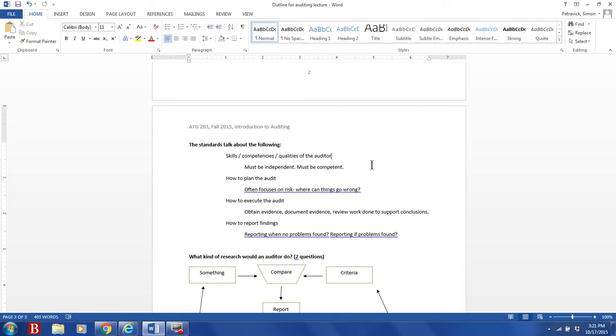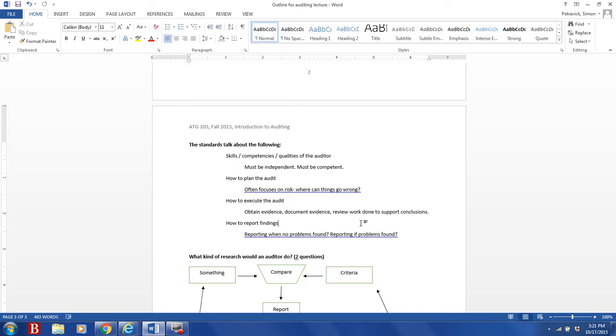It also stresses that it's important to have individuals who are experienced in auditing review the work that is done, to make sure that it was done in accordance with standards, to make sure that the findings are supported by the work.